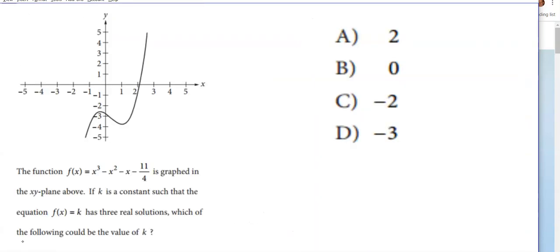That's it for today's lesson. Although, I want you to try this one. It's a really good PSAT question. Pause it, try it. I'll show you how to do it.